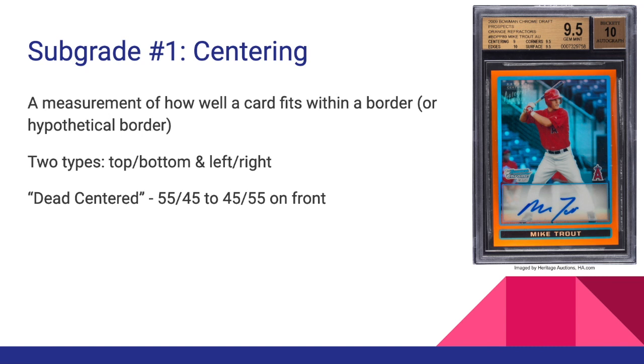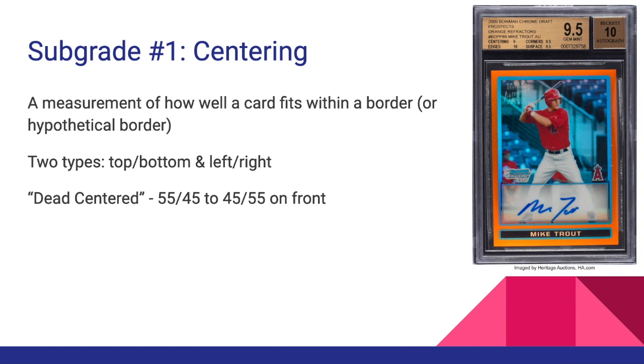There are 2 types of centering that you'll take a look at, and that would be top to bottom. So I'll pull my little cursor on screen here. Hopefully you can see it. This top edge here to this bottom edge, by the way, we're going to use this Mike Trout as our sample card for today's episode. And then also comparing this left side to this right side, just in terms of the thickness of the border.